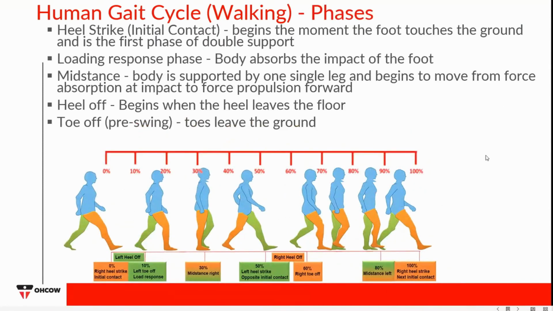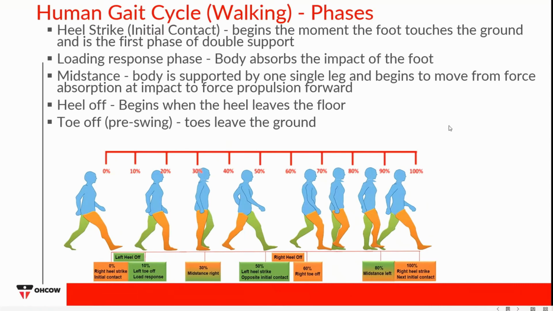Now, the gait cycle also has a number of phases. Heel strike, which is initial contact, which begins the movement of the foot when it touches the ground, and it's the first phase of double support, and that starts that gait cycle at 0%. The next phase is the loading response phase. This is when the body absorbs the impact of the foot. The mid-stance, when the body is supported by one single leg and begins to move from force absorption at impact to force propulsion to move the body forward. The next phase is heel off, which begins when the heel leaves the floor, and then finally toe off, or pre-swing, when the toe leaves the ground.